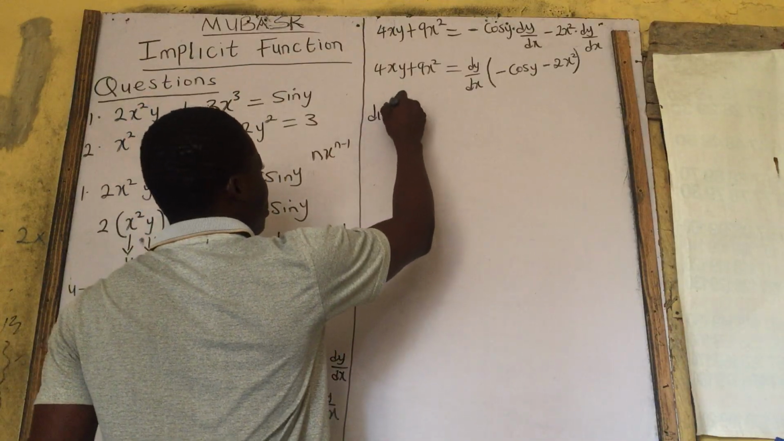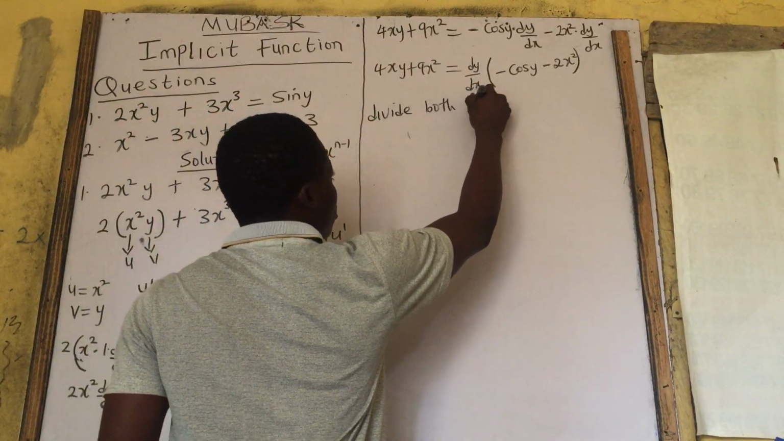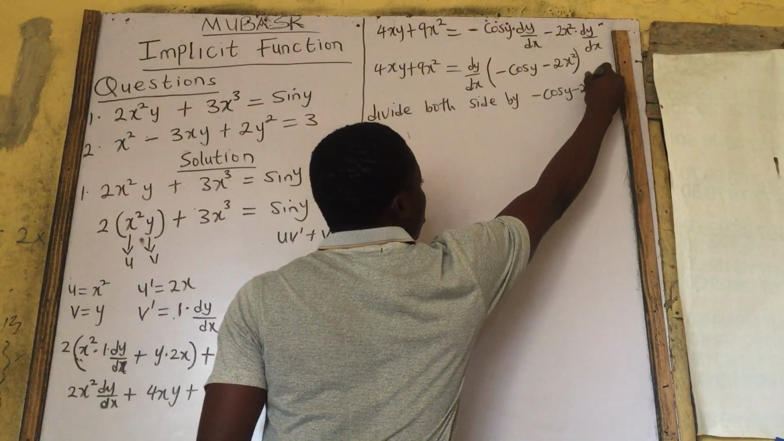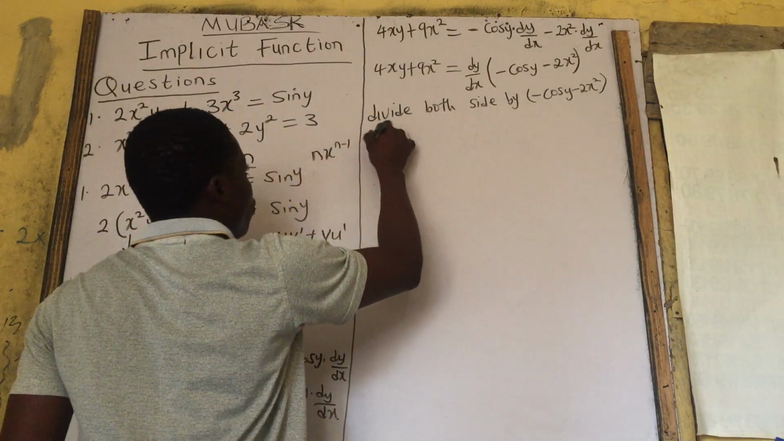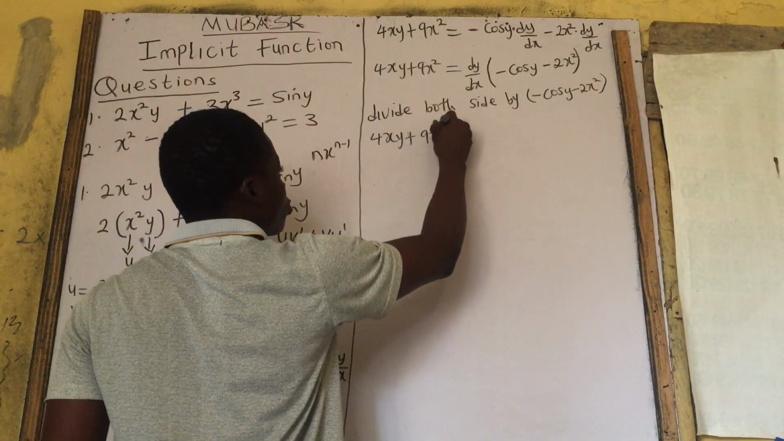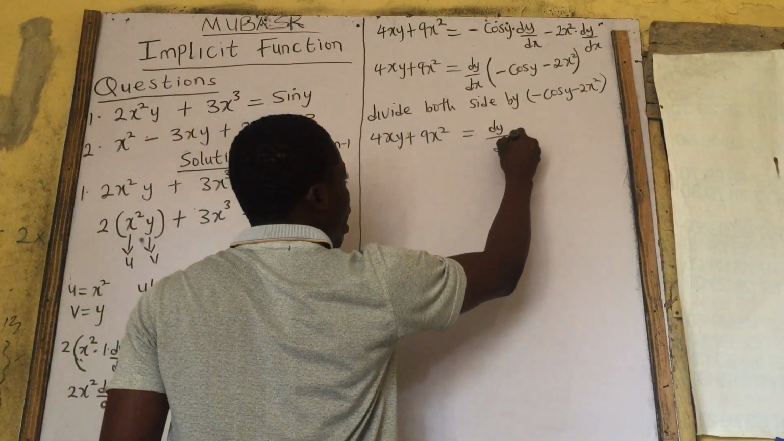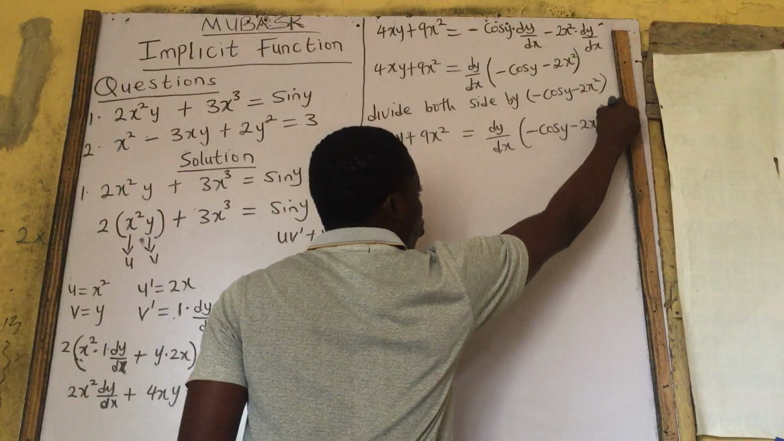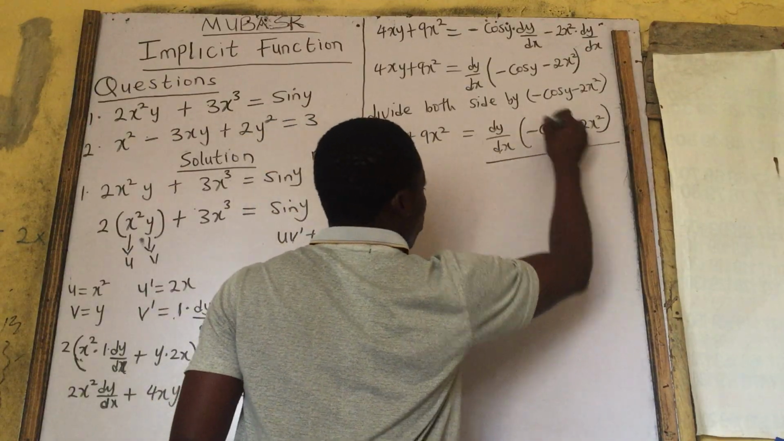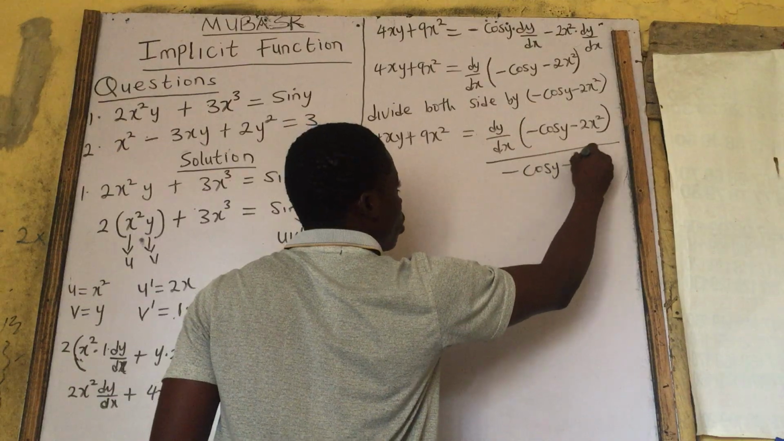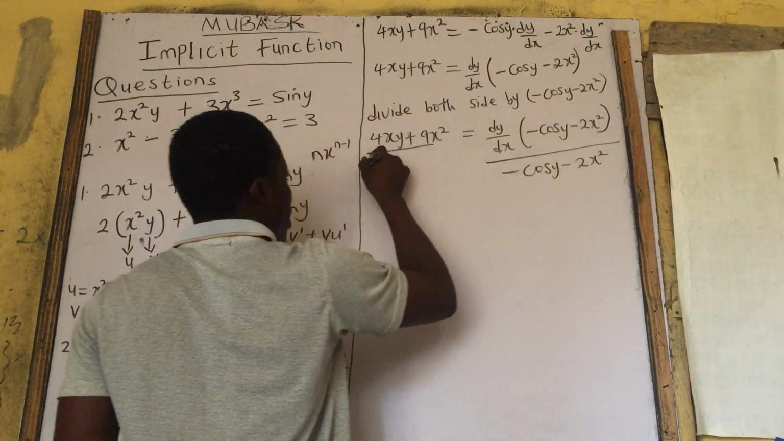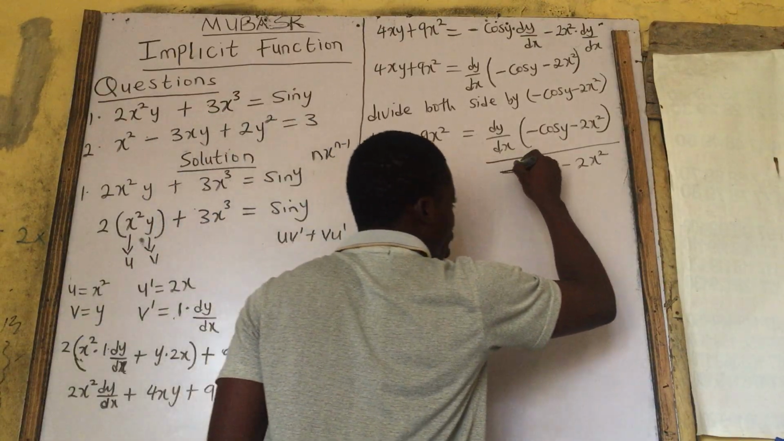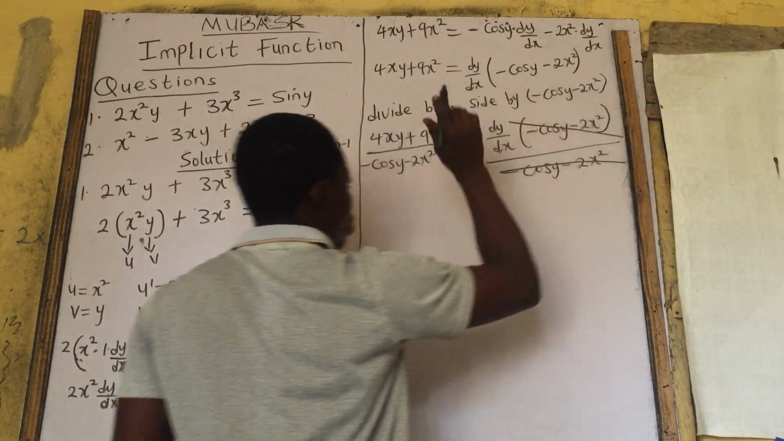By dividing both sides, now 4xy plus 9x squared equals dy over dx open bracket minus cos y minus 2x squared close bracket, all divided by minus cos y minus 2x squared, also here divided by minus cos y minus 2x squared. Now minus cos y minus 2x squared cancels minus cos y minus 2x squared. What remains?